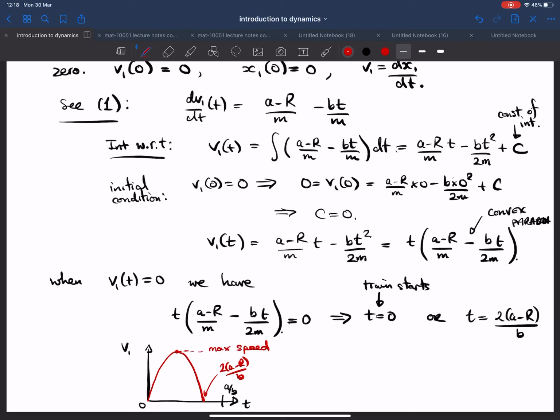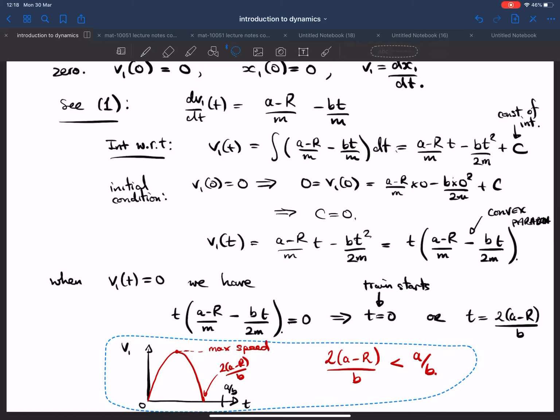There's another condition, which corresponds to when the train stops before t equals a over b. For this to all work, we need this. Agree? So how can we find this out? Well, this imposes an inequality on the resistive force. Let me take this across and we'll get all the details related to this.